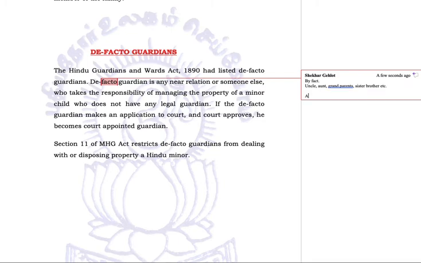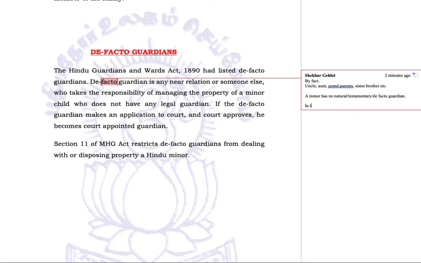Now, a minor has no natural, testamentary or de facto guardian. Suppose mother and father have died. Okay, they have not left any will. Child is small, he does not know any relation. Okay, mother and father are living away from all relatives. He has no relative. Now what will happen in this case?